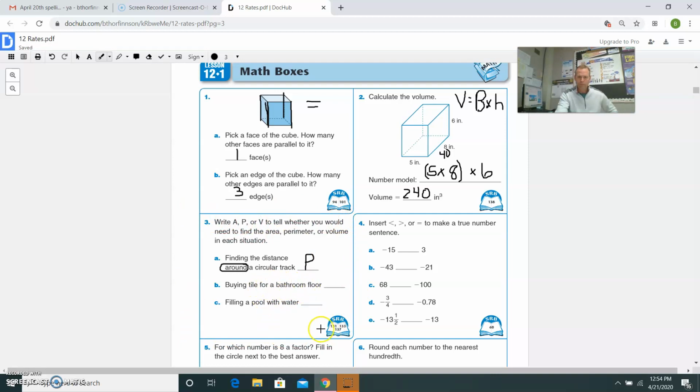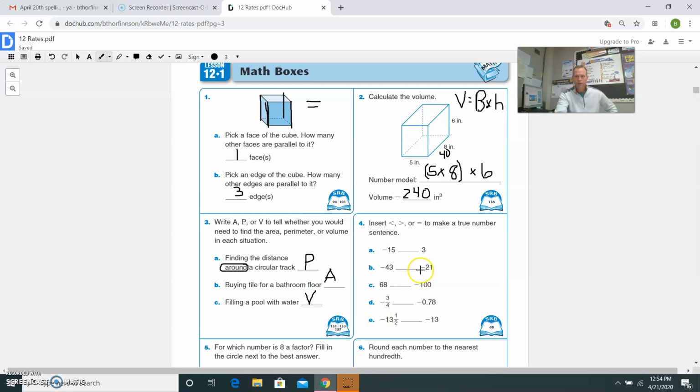Buying tile for the bathroom floor, we would have to cover this whole area. Okay. And then filling up a pool, we just talked about that. That would be volume, how much fits on the inside of something.